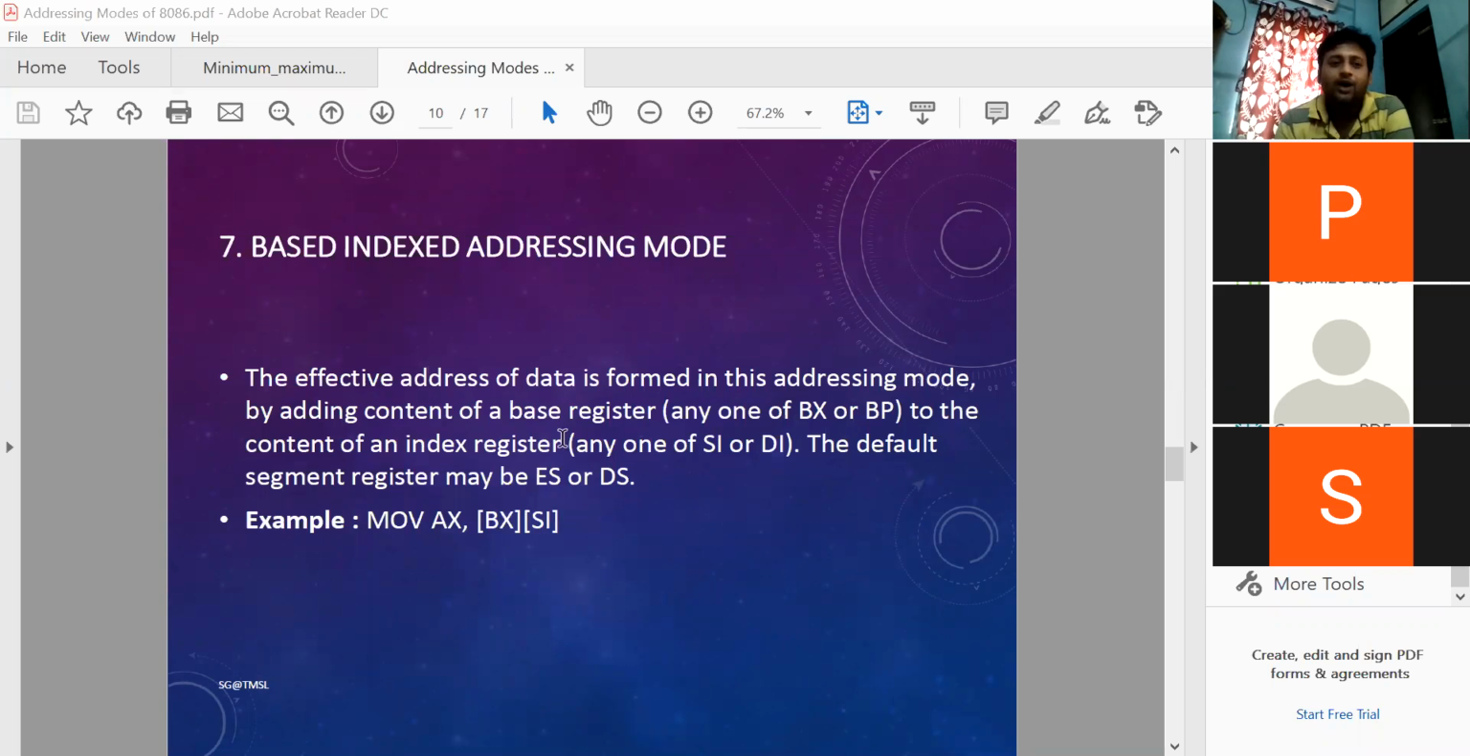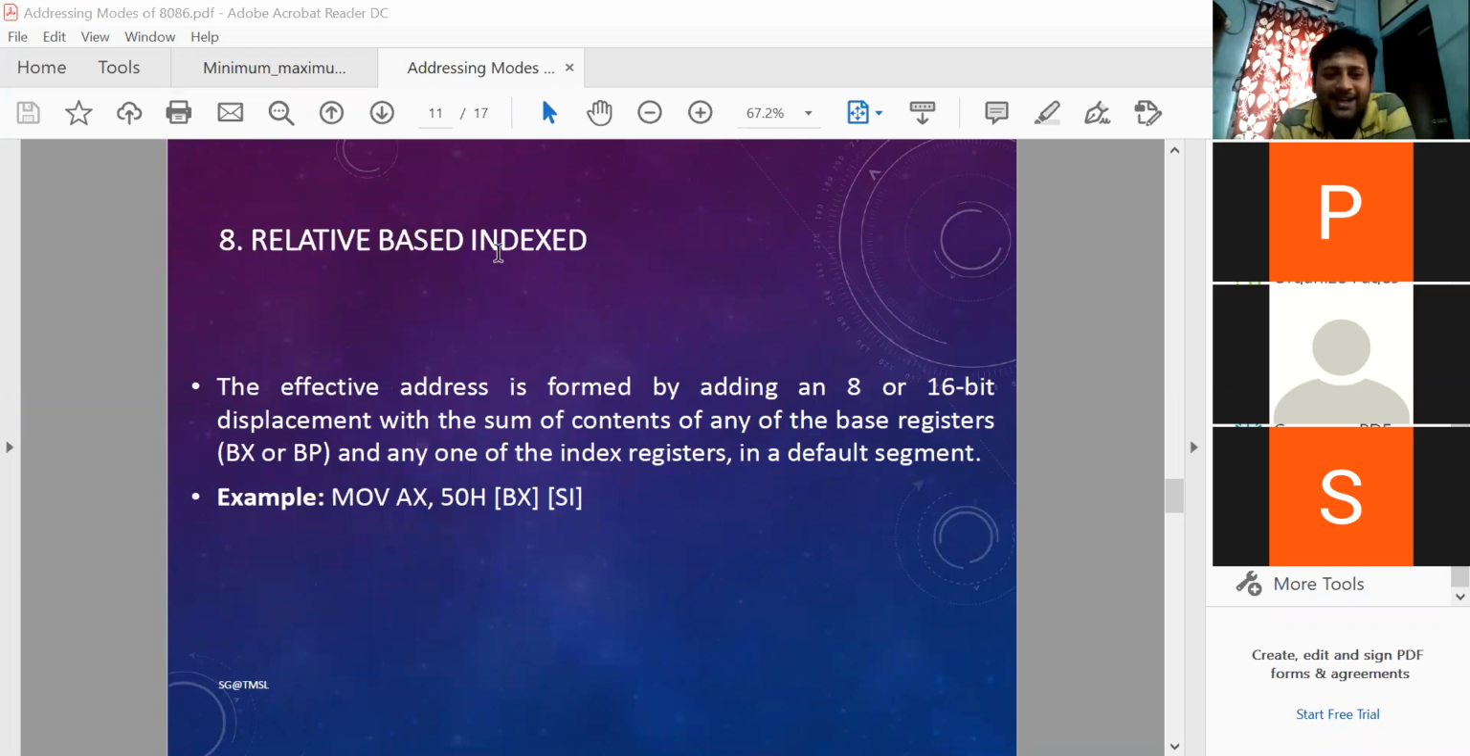Now come to the next one, which is relative based index. Relative means there must be one displacement, either 8-bit or 16-bit, and there should be one base register and one index register. So what will the instruction be? MOV AX, displacement within bracket BX, base register, within bracket SI, index register. So it is called relative base index addressing mode. It can also be written as MOV AX, 5000, then BX, then SI. Clear?